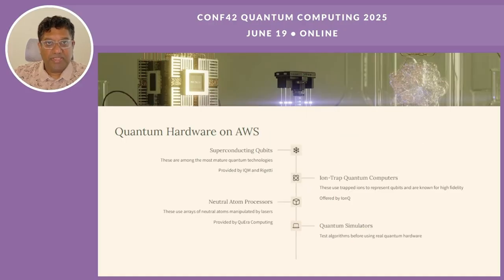Let's talk about the various quantum hardware available on AWS for quantum computing. The first one would be superconducting qubits. These are among the most mature quantum technologies, and these are provided by IQM and Rigetti. And the second type of hardware is ion trap quantum computers, and these are offered by IonQ. And the third one is neutral atom processors. These use arrays of neutral atoms that are manipulated by lasers. And this hardware is provided by QuEra Computing.